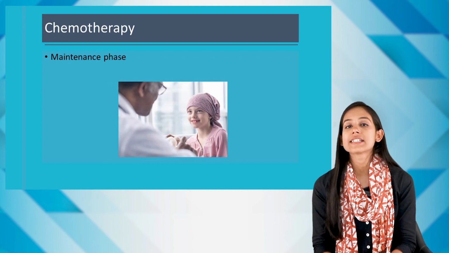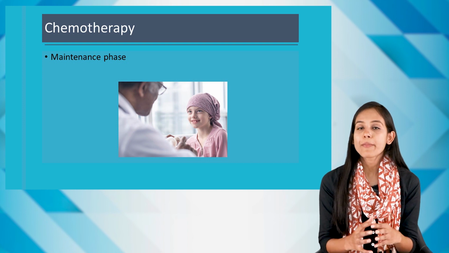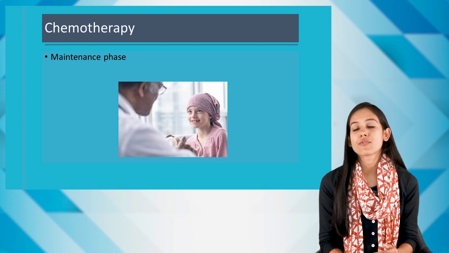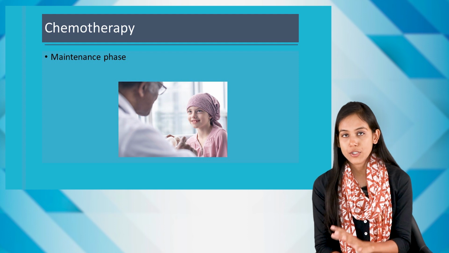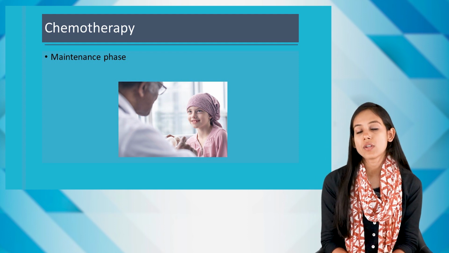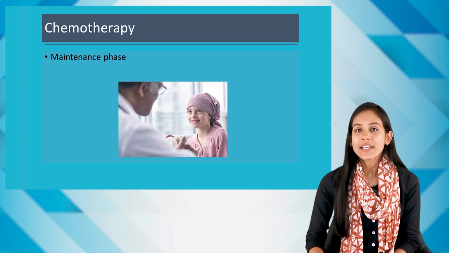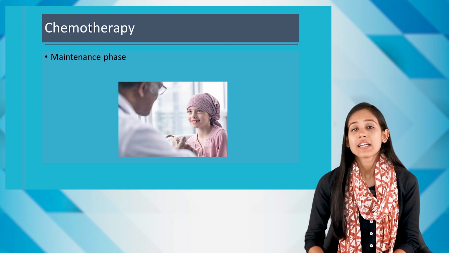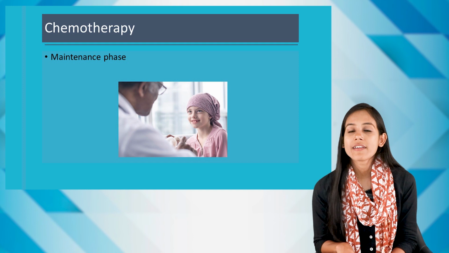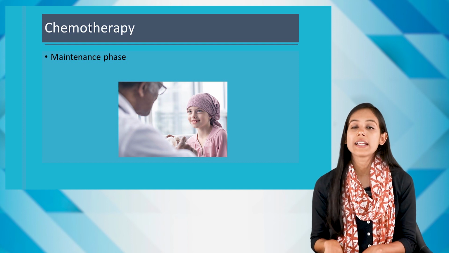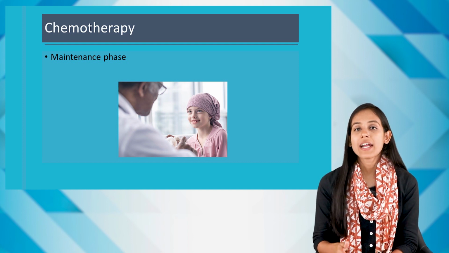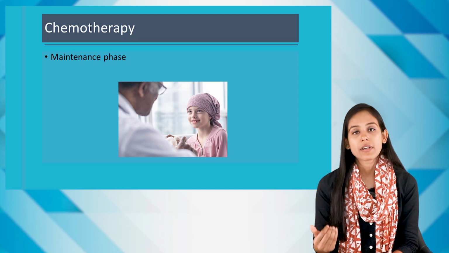And the third phase is the maintenance phase. The maintenance phase lasts for 2 to 3 years, and here our goal is to prevent the disease from coming back. So if any leukemia cell comes back, our goal in the maintenance phase is to kill it and to prevent them from coming back.